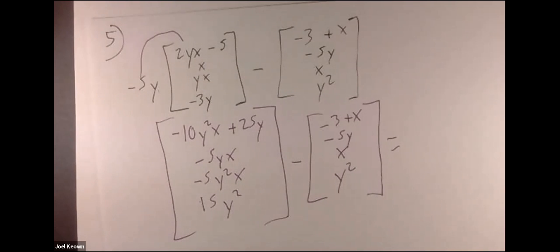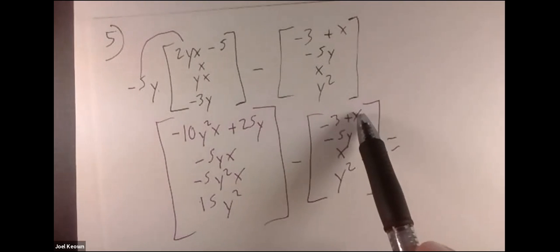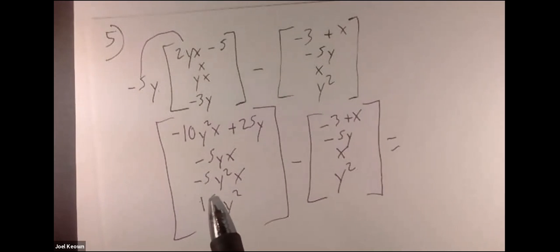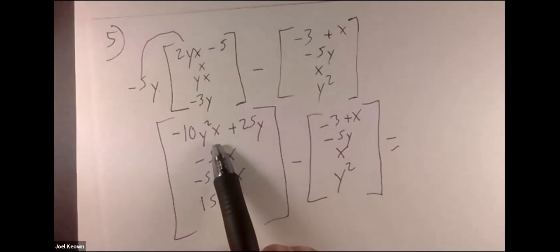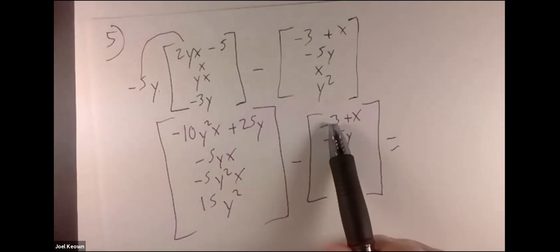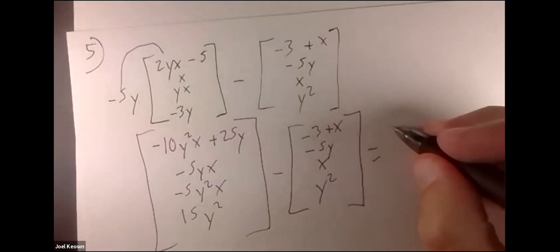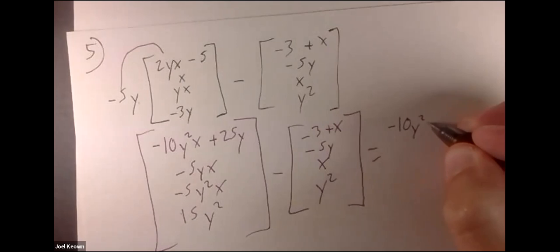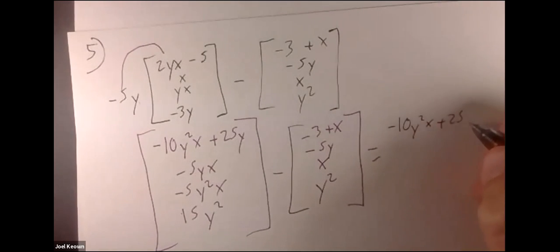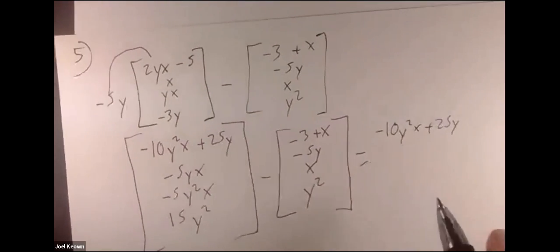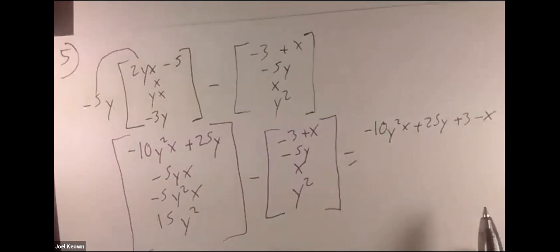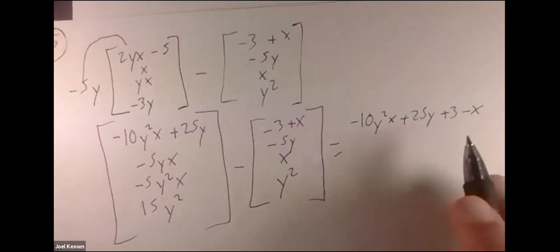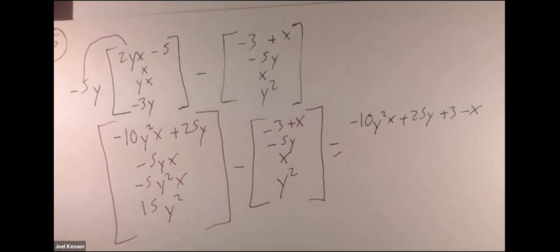Now remember, when I subtract, I'm distributing that negative to these and combining like terms, if there's any like terms I can combine. Well, let's look at these first ones. I have y squared x, y, a constant, and an x. None of those are like terms. So I'm just going to list my terms out. I have -10 y squared x plus 25y, and then just distribute my negative. Plus 3 minus x. There's my first term. I know it doesn't look pretty, but there's nothing there I can combine. That's about as far as I'm going to go with that.